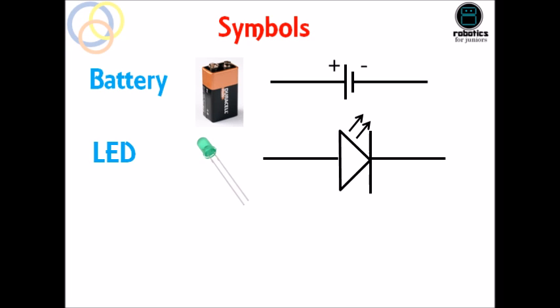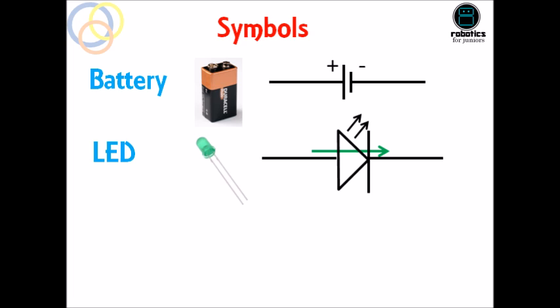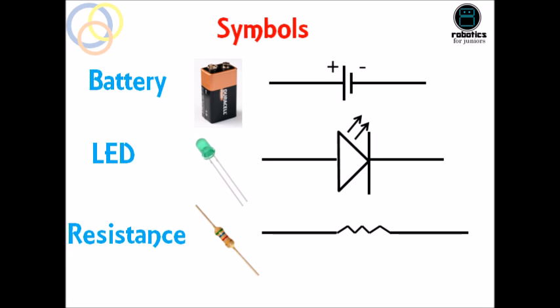This is the symbol of LED, light emitting diode. It glows when current passes through it. The triangle represents a positive terminal and the vertical line represents the negative terminal. The arrows represent that it emits light. The triangle symbol shows the direction in which the current can flow in the LED. Current cannot flow in the opposite direction. This is the symbol of a resistance.